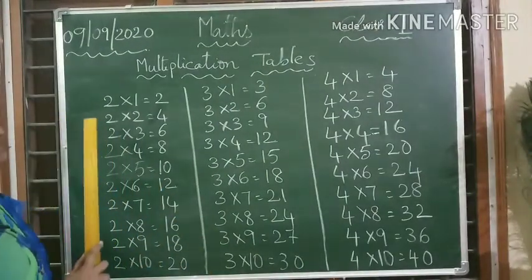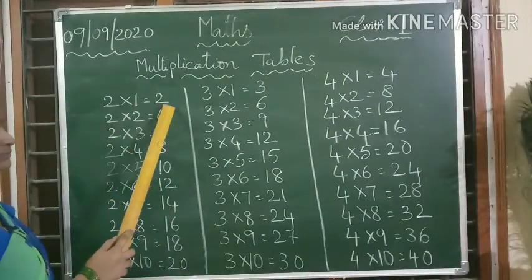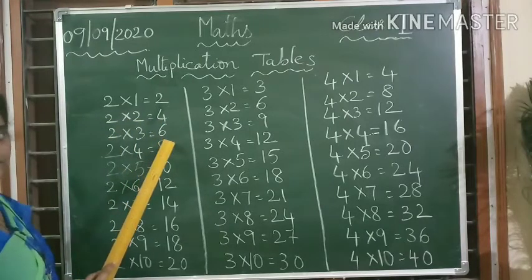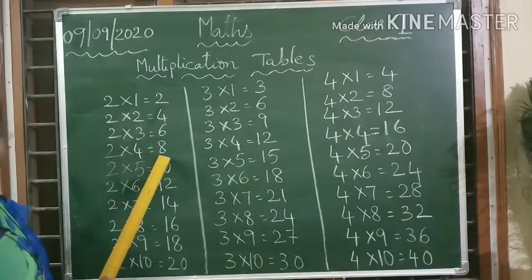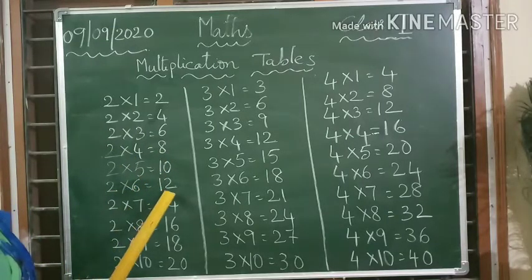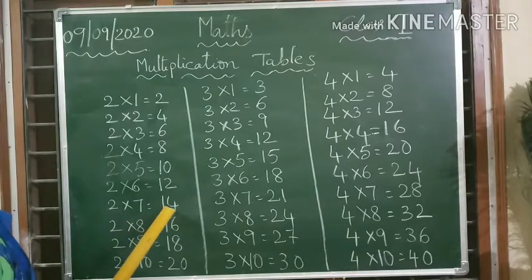Here, 2 ones are 2, 2 twos are 4, 2 threes are 6, 2 fours are 8, 2 fives are 10, 2 sixes are 12, 2 sevens are 14, 2 eights are 16, 2 nines are 18, 2 tens are 20.